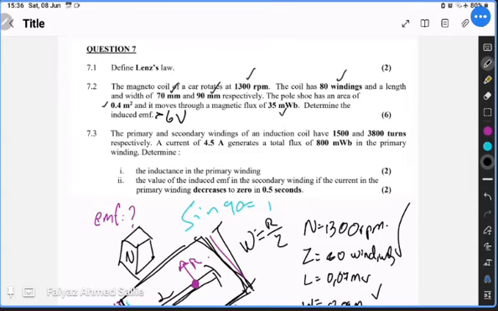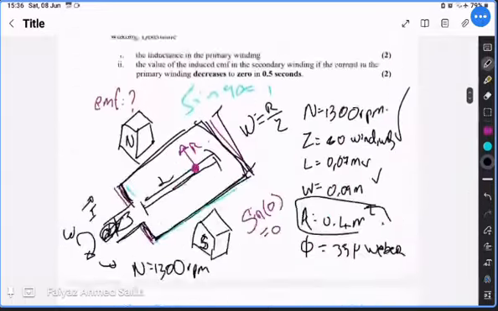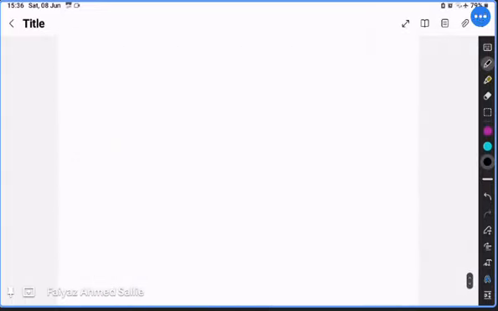The primary and secondary winding of the induction coil is 1,500 and 3,800 turns respectively, with a current of 0.5 amps generated a total flux of 800 Weber in a primary winding. So the thing is, our class has ended. I won't have time to finish this question, but I'll explain to you guys the diagram that we have.